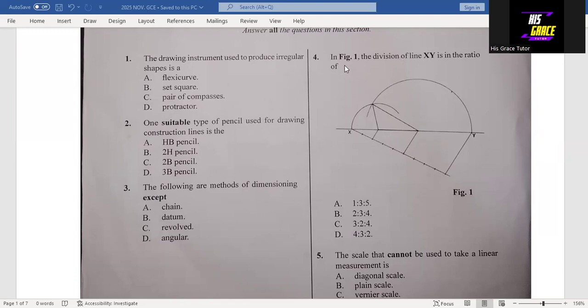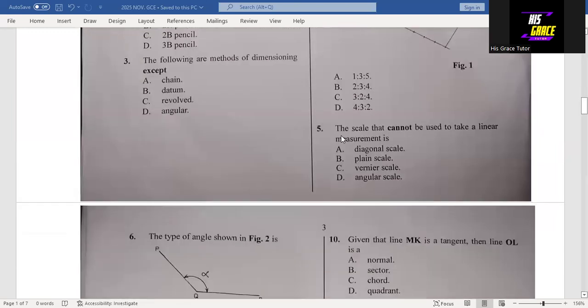Then question 4 says, in figure 1, the division of line XY is in the ratio of 2:3:4. The answer is option B. Then question 5 says, the scale that cannot be used to take a linear measurement is an angular scale. That is option D, the answer to this question.